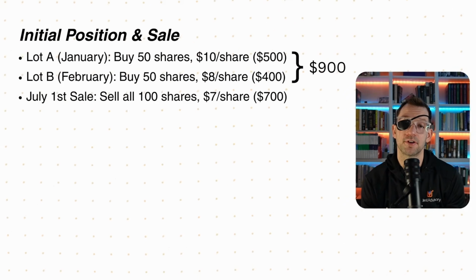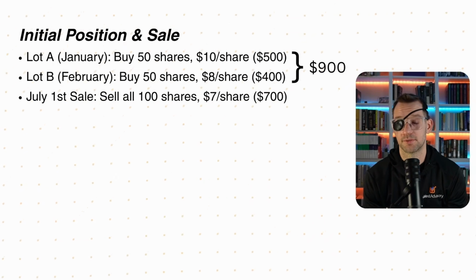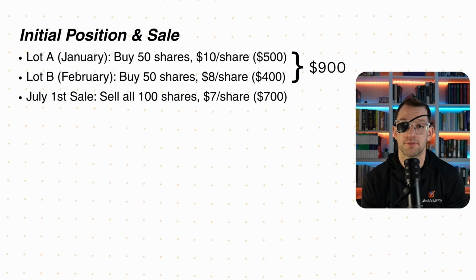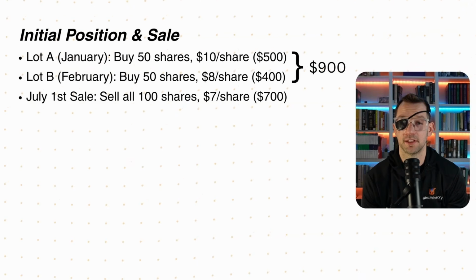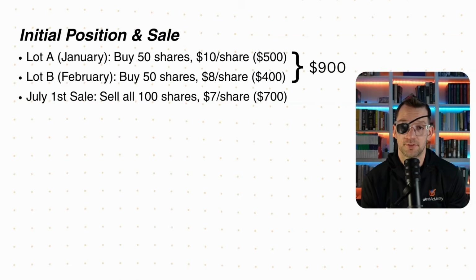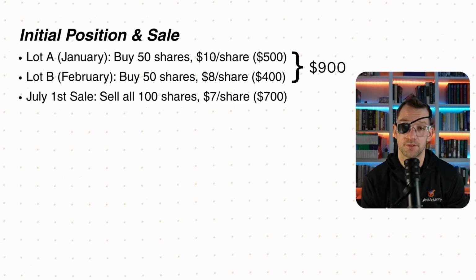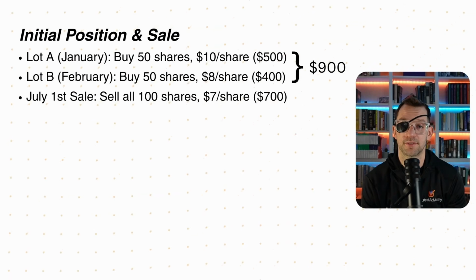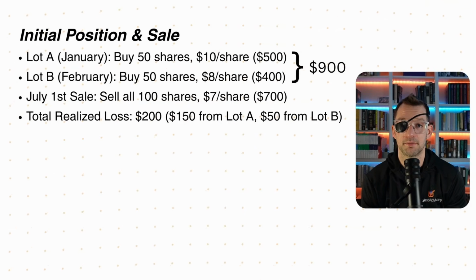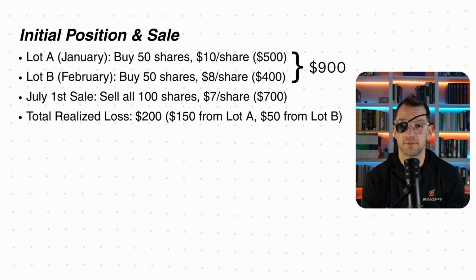Now, on July 1st, you sell all 100 shares for $7. So you got $700 worth of proceeds from that sale. 50 of your shares will have a loss of $3 per share. That's because you bought your first 50 at $10, you sold at $7, so you have a $3 per share loss. 50 of your shares will have a loss of $1 because you bought 50 of them at $8 and you sold for $7, so $1 per share loss in those 50. So your total loss on 100 shares is $200. That makes sense, right? Okay, all told, you sold for $700 and you paid $900, you have a $200 loss.